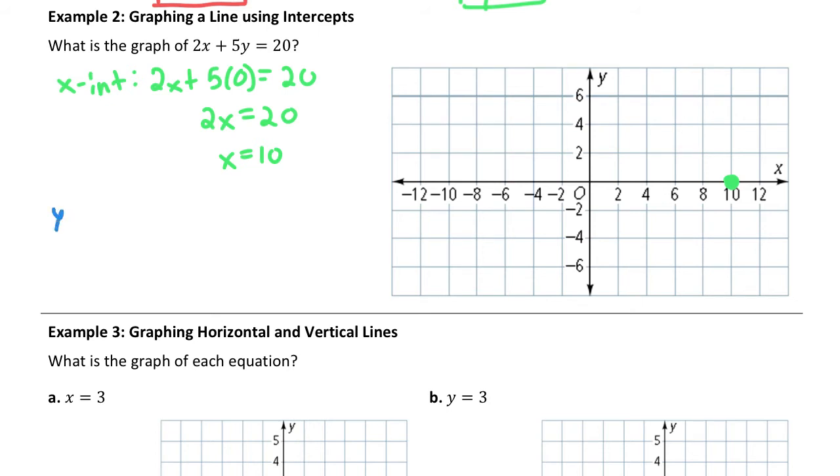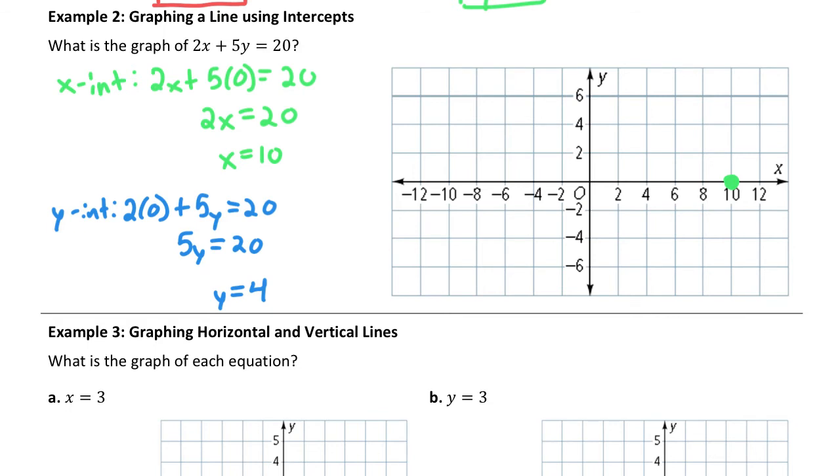Y-intercept. Substitute 0 for x. 2 times 0 plus 5y equals 20. 5y equals 20. Y equals 4. So my y-intercept is 4. So it's the point 0, 4. And the main reason for this is if we have 2 points, we can draw a line. And I'll do my best to draw a line that's somewhat straight.